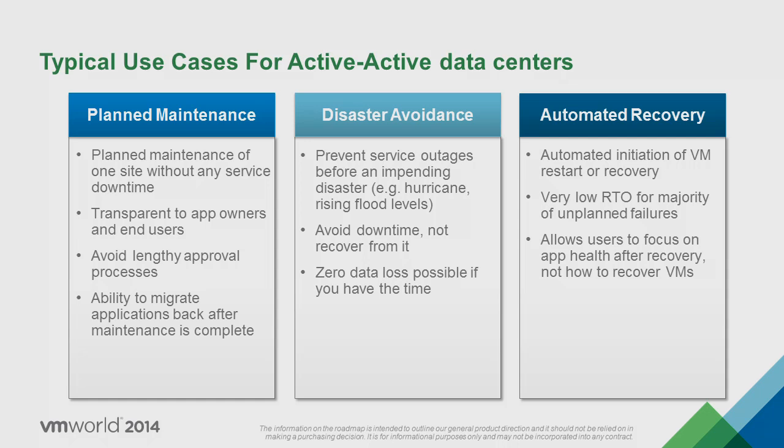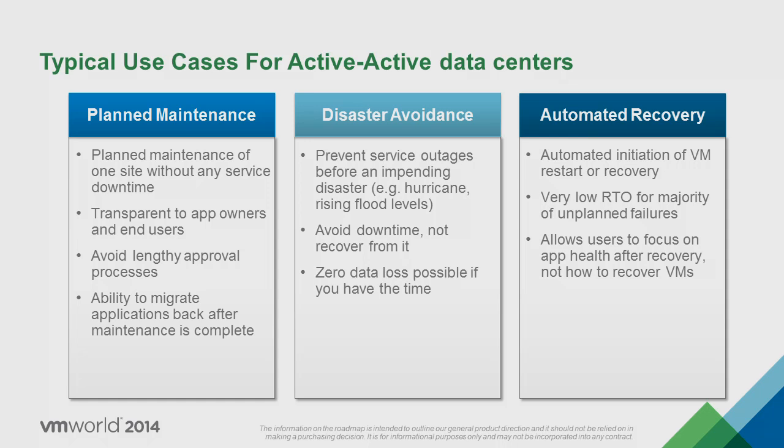So you know upfront that something bad is going to happen to one of those sites. Maybe it's a hurricane that's headed to one of those sites, or maybe it's a localized flood. And before your data center is completely down, you want to migrate these applications, the most important applications, to the other side. And another key benefit of an active-active data center approach is automated recovery, right?